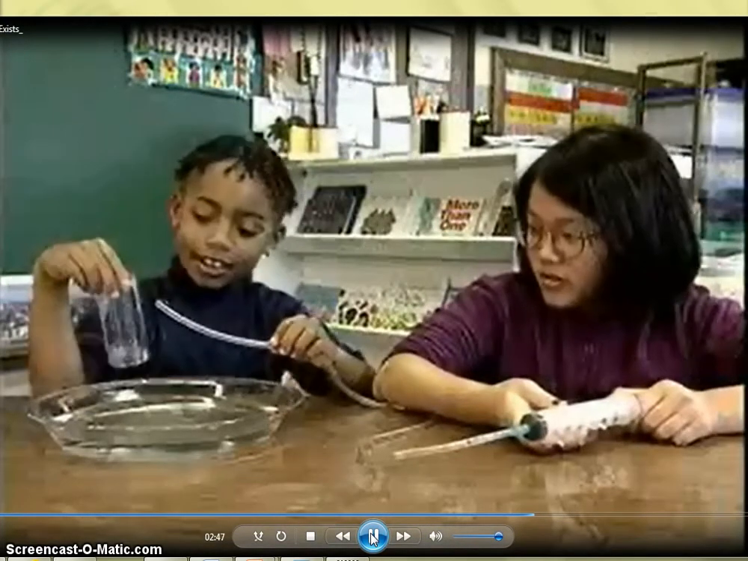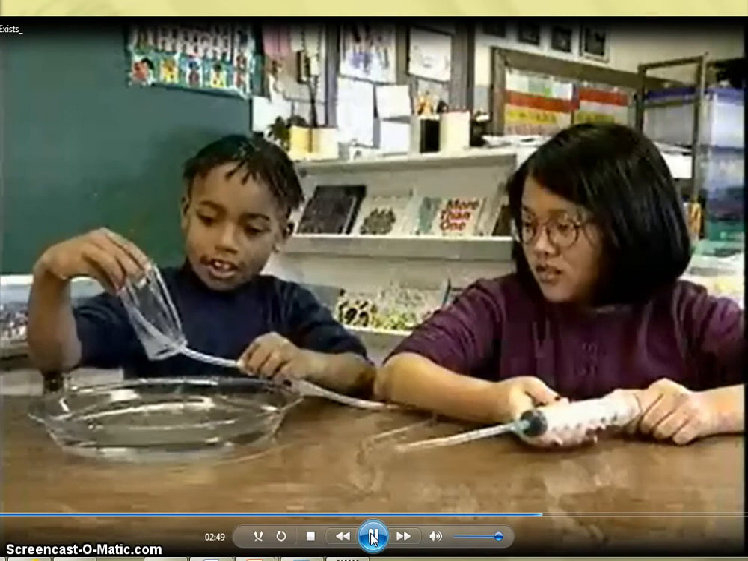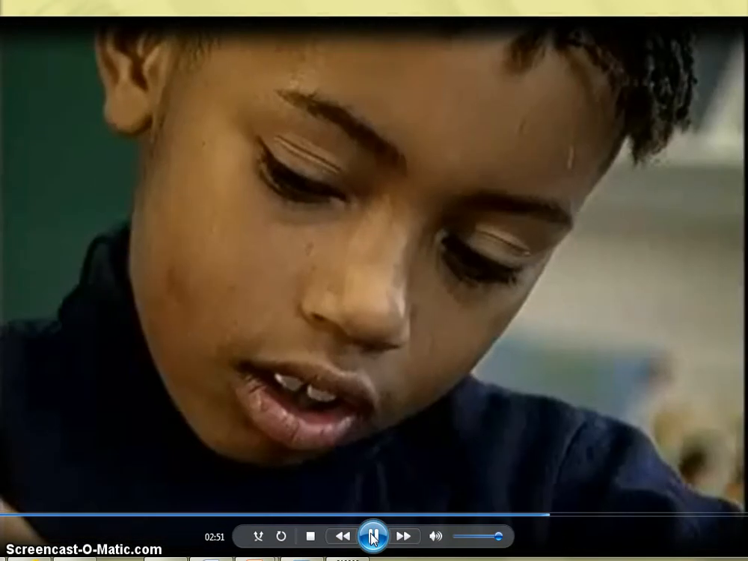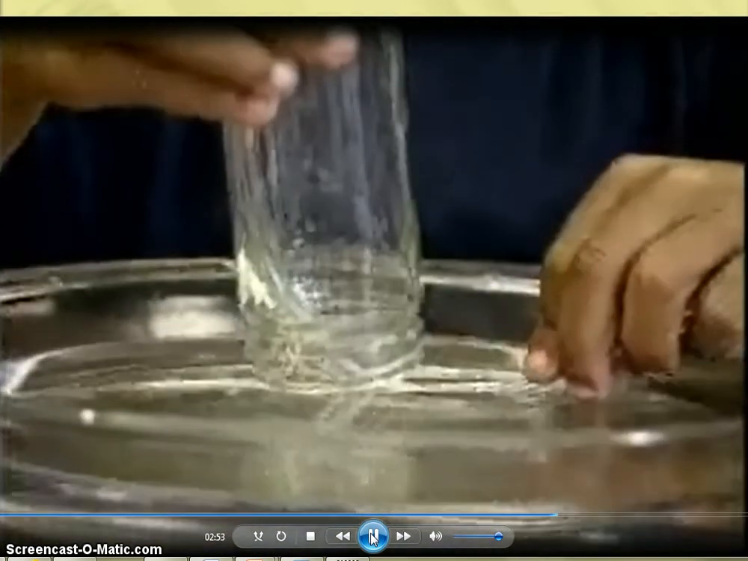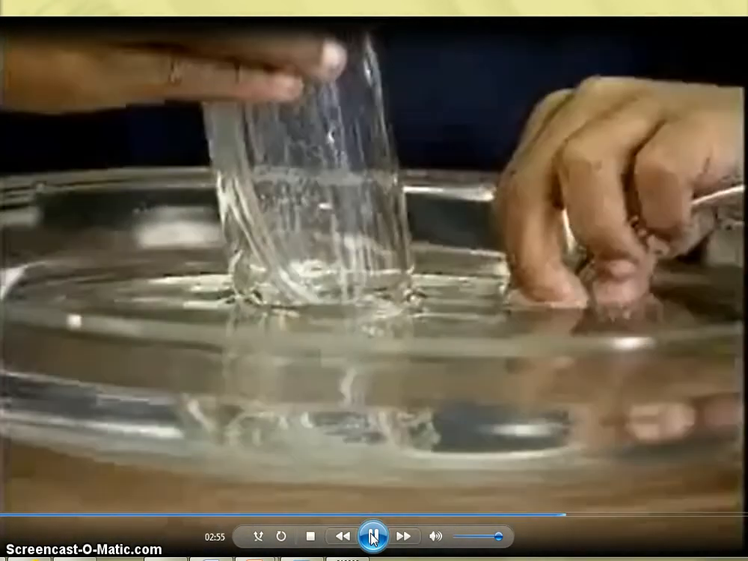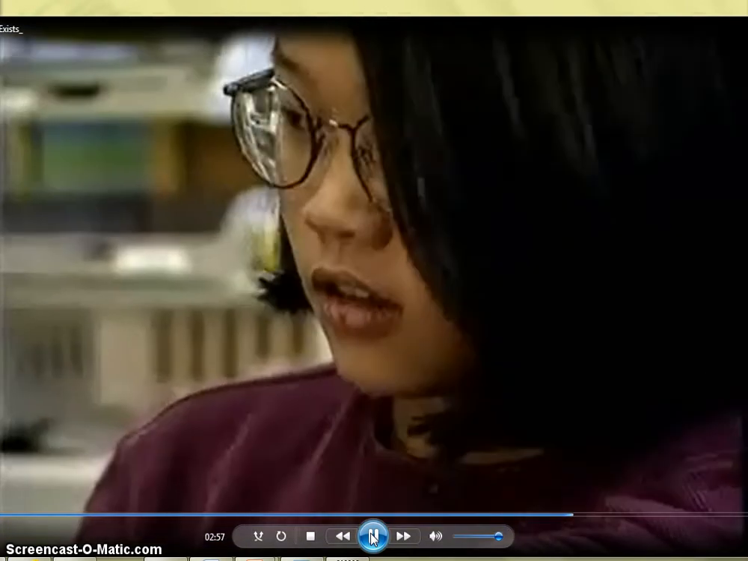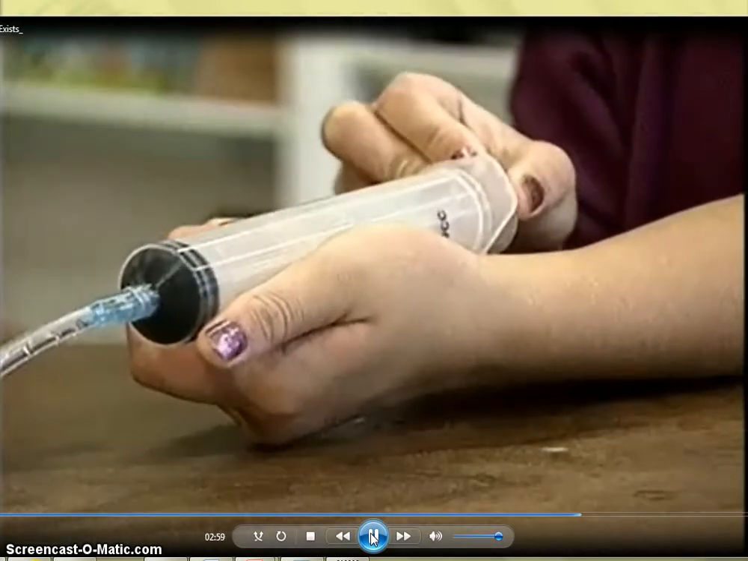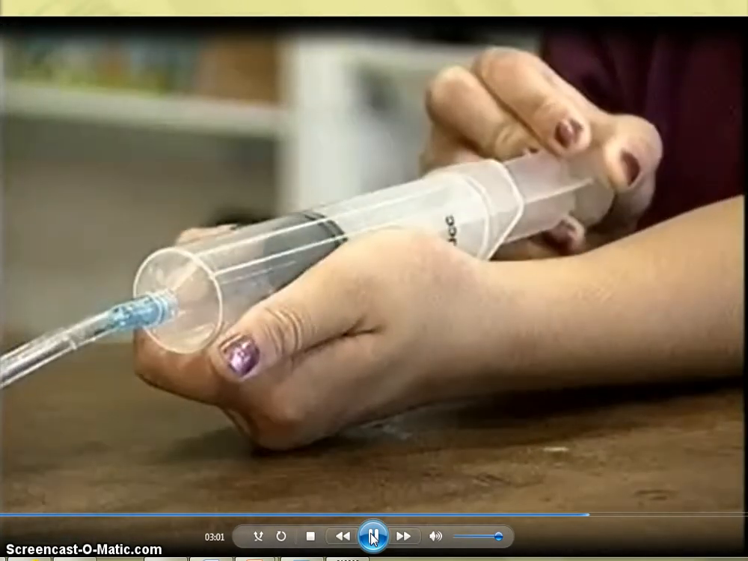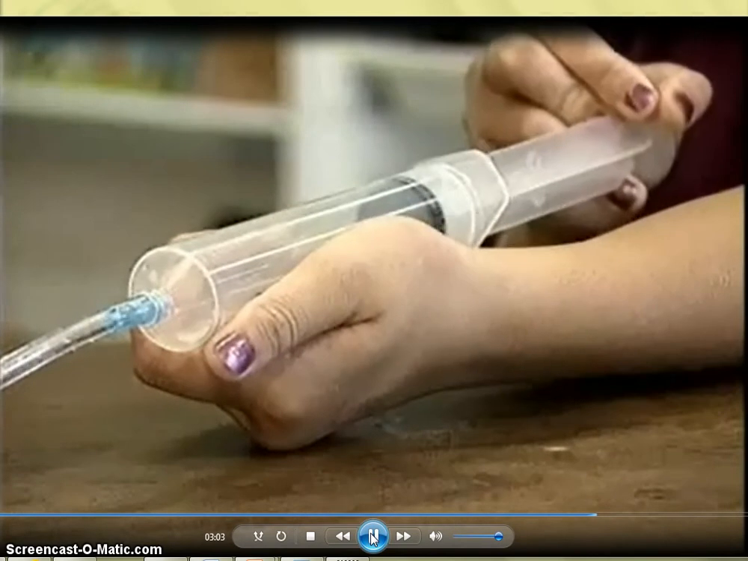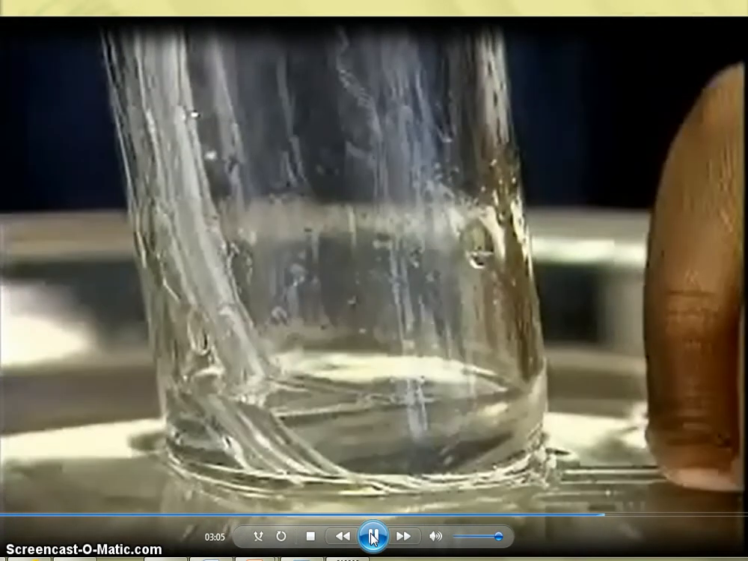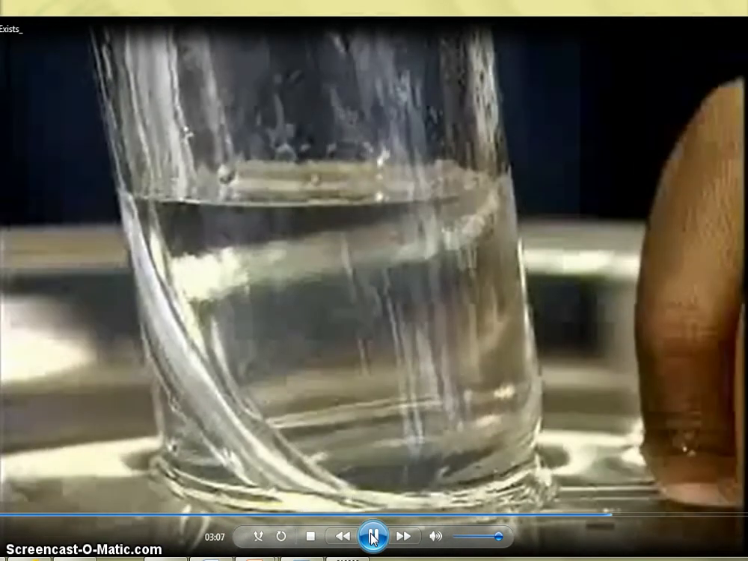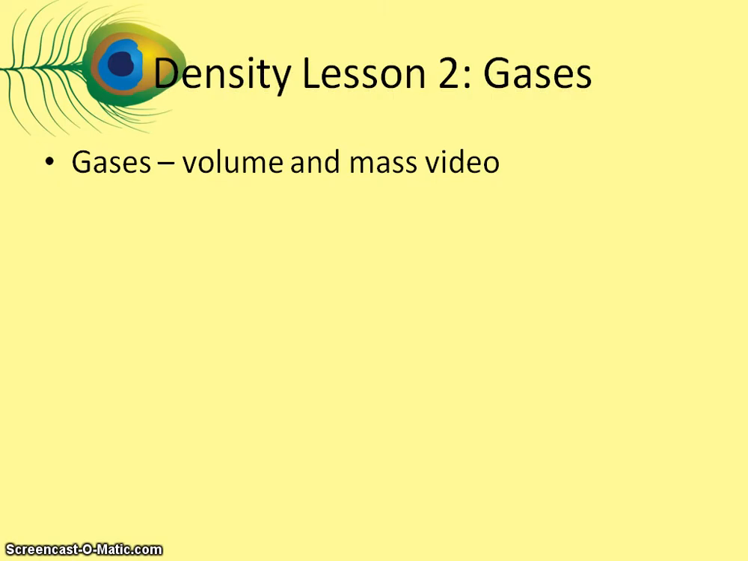Another thing you can do with air is move it from one place to another. This jar is full of air, and the dish has water in it. Using this instrument called a syringe, you can move air from the jar into the syringe. As the air moves out of the jar, water from the dish moves in. So we can see that gases have both volume and mass from the video that we just watched.